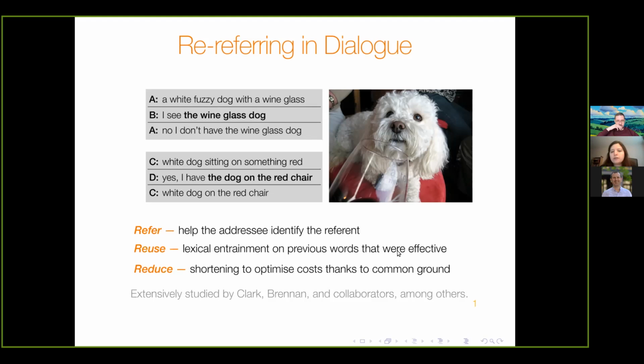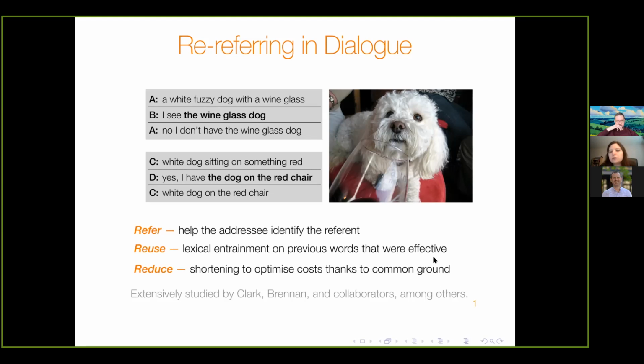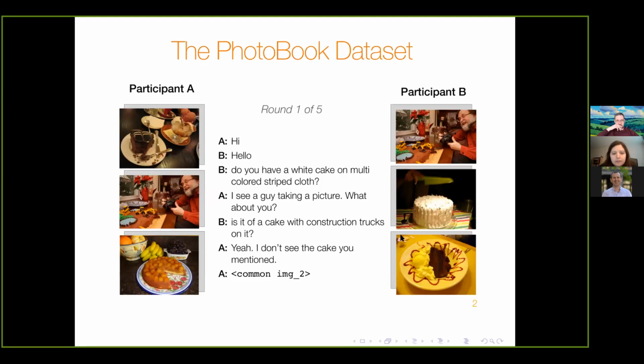It's quite a lot studied in linguistics. And the idea of this PhotoBook dataset was also to capture these. So I have this kind of toy example from the dataset. There are two participants. They don't see each other's images, but they have to determine which image they have in common. So they talk about, oh, I have the white cake, I have the guy taking a picture, and so on.